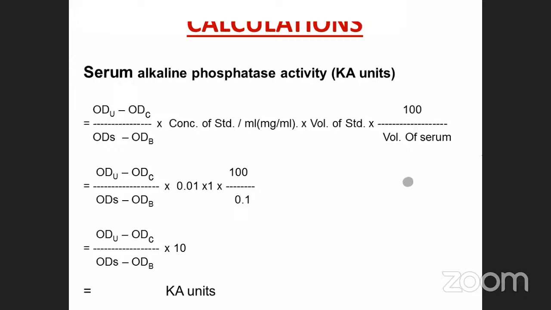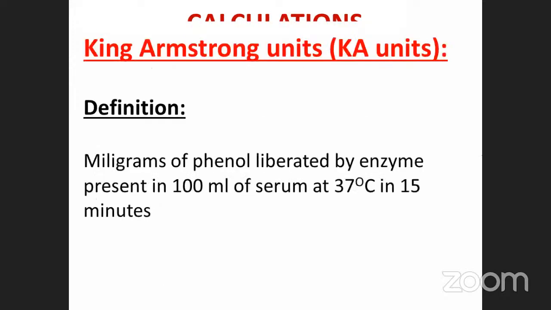Because it is related to the definition of King Armstrong units. Because we are measuring the activity in 100 ml of serum. That's why this 100 factor is used here. Understood the definition, and why 37, under specific condition, specific time, specific pH and specific temperature, is used for the estimation of enzyme activity? Understood? Why is 37 used here? Understood the definition? Any doubt?